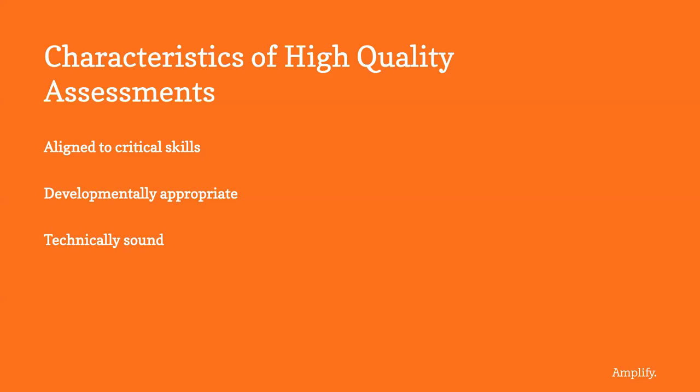We also, as we're thinking about being aligned to critical skills, want to make sure that the tasks included are good representations of those skills. Meaning, are they really authentic tasks that are truly representative of what a student should be able to do in that domain? And we'll dig into that in a minute. You also want to make sure your assessments are developmentally appropriate. They should measure the right skills at the right times, and they should use methods that make sense for where a student is in their overall development and in terms of their literacy development. And we'll dig into that some more too.